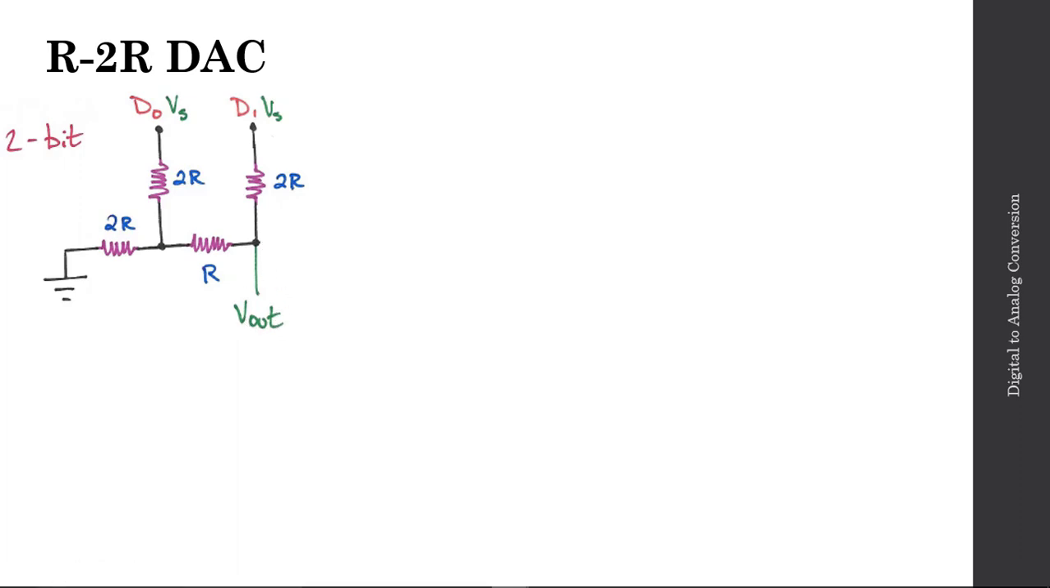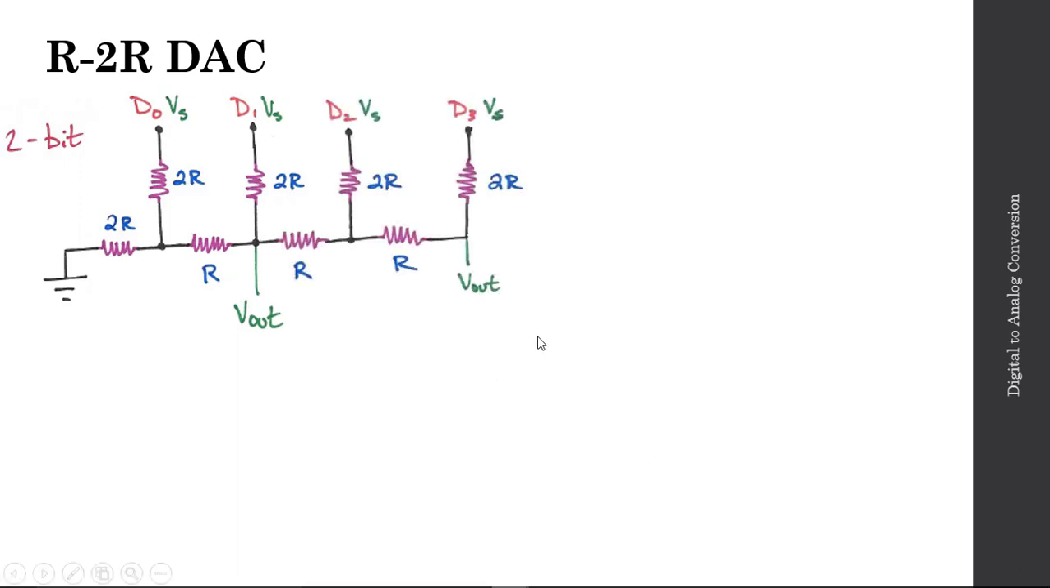If I wanted to go from a 2-bit DAC up to a 4-bit DAC, it would take this form, where I would now have D2 and D3 as two additional digital inputs, both times VS. They'd both be connected through a 2R resistor with an R resistor between them, and I'd be measuring the output at this node in the case of the 4-bit DAC. Let's analyze the 2-bit case.